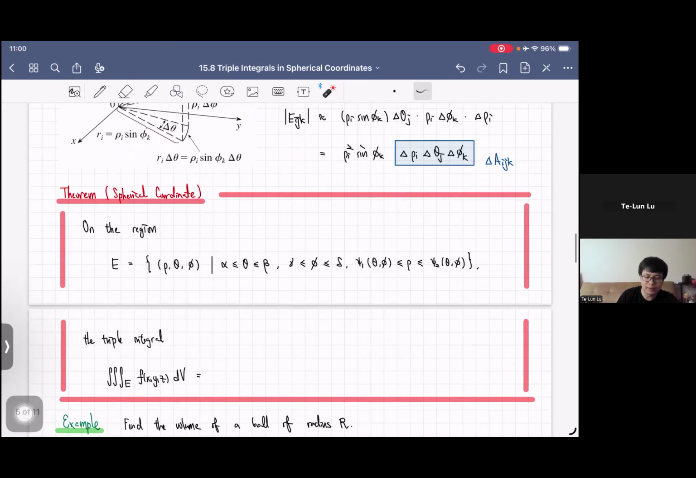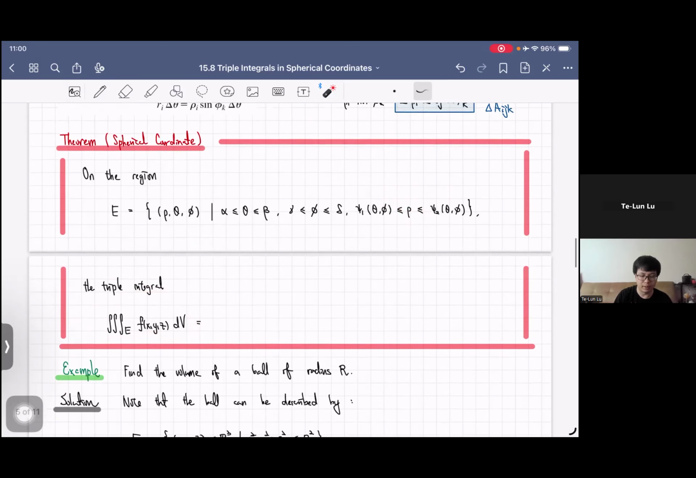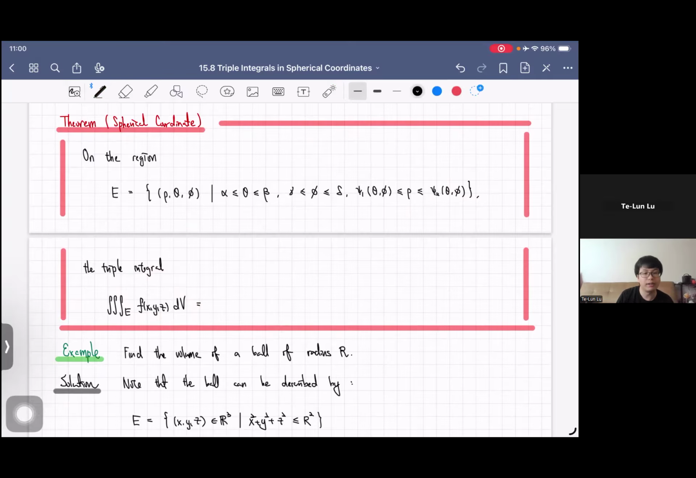In conclusion, on this particular region, where we have fixed boundaries for theta and phi, with theta within alpha and beta and phi within gamma and delta, and rho is usually given by some functional boundary in terms of theta and phi, if we want to evaluate this using spherical coordinates, then let's start from alpha, and then phi, and finally the coordinate of rho.